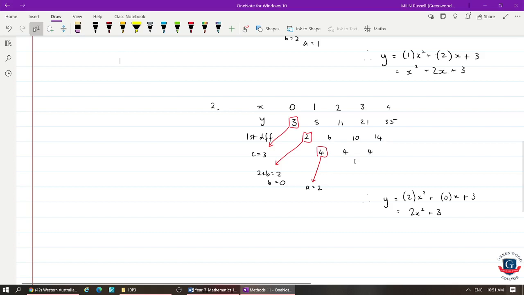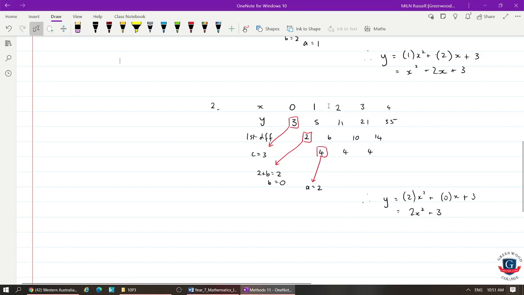Now I can find out my a, b, and c values, or my coefficients of x squared, x, and c at the end, the constant. The constant is 3. It's the value that sits underneath x equals 0. I find a by halving this value down here in the second difference. Half of 4 is 2. That gives me the coefficient of x squared. And if I want to find out b, it's just a plus b equals whatever's here. a is 2, there's b, there's 2, b must be 0. So I put 0 over here. And now if I simplify that, I end up with y equals 2x squared plus 3.